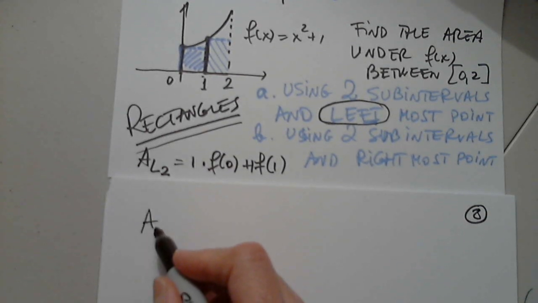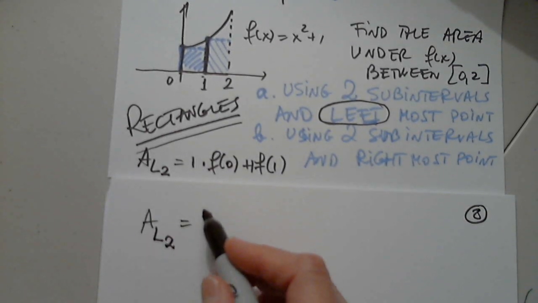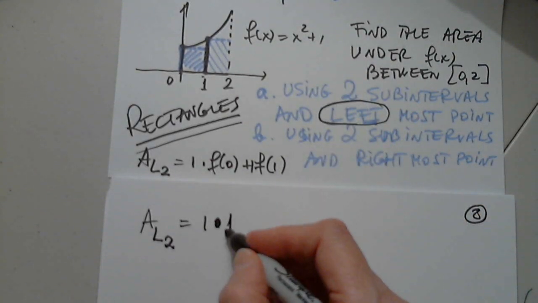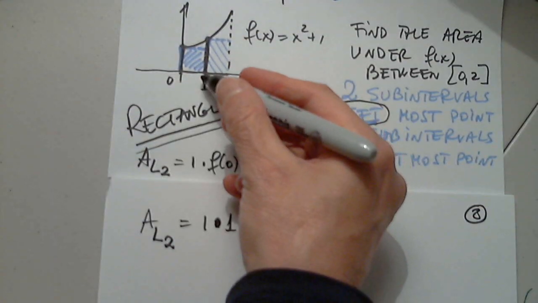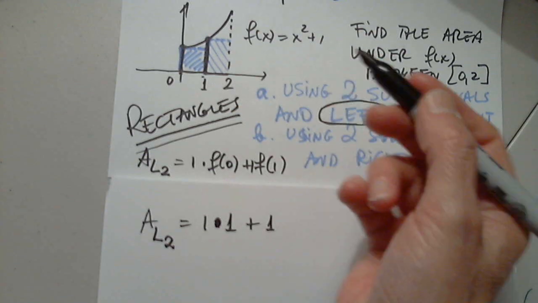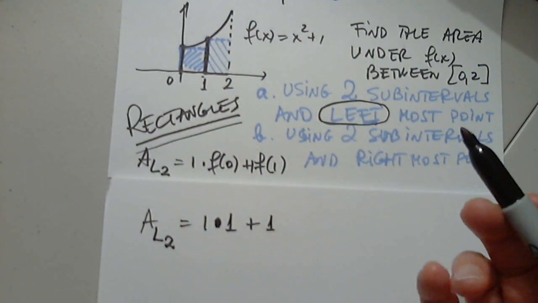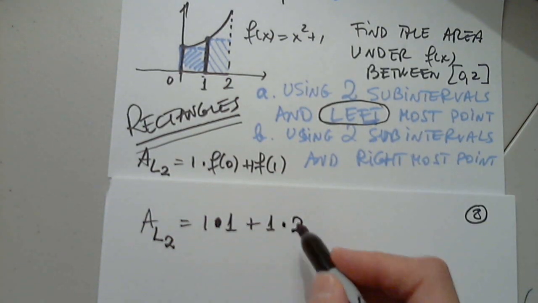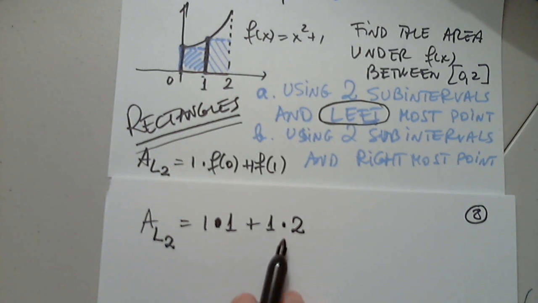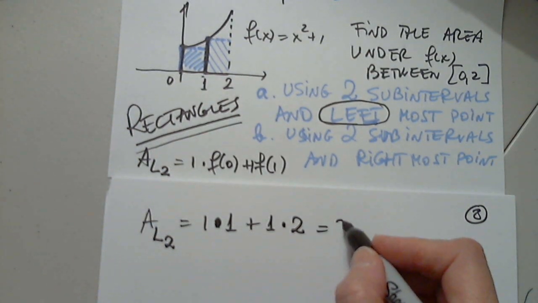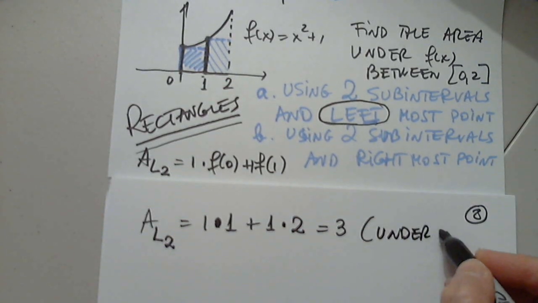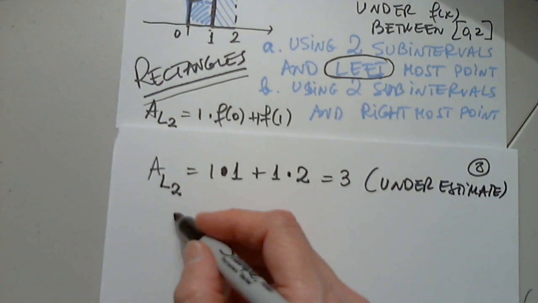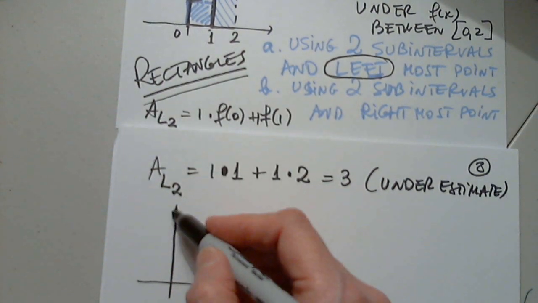So L, the area with left 2 subintervals, is 1 times f of 0. 0 plus 1 is 1, plus 1 again, which is the base, the width of the subinterval, the width will always be equal, times f of 1, which is 1 plus 1, which is 2. 1 times 1 is 1, 1 times 2 is 2, 1 plus 2 is 3. Underestimate. Perfect. Let's see what we get with the rightmost point.